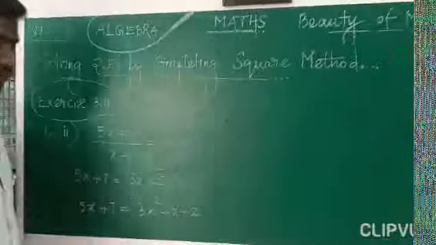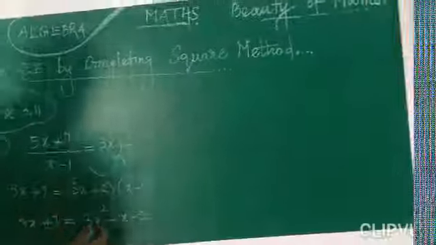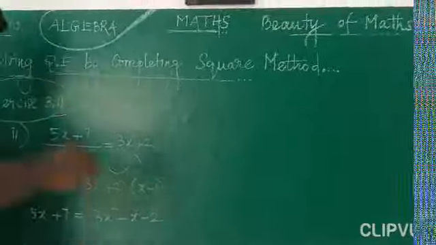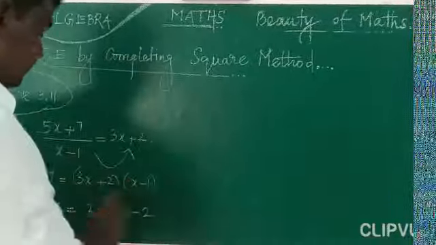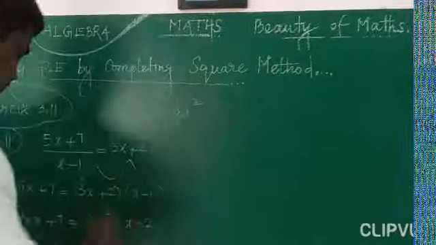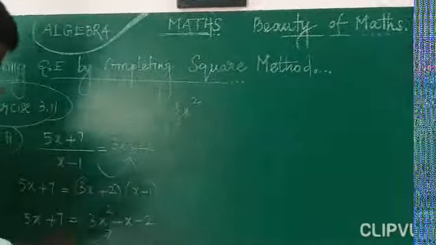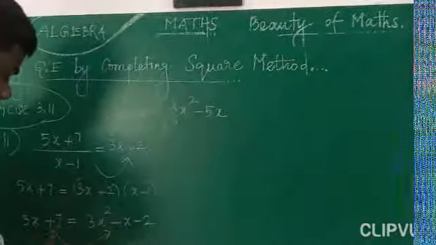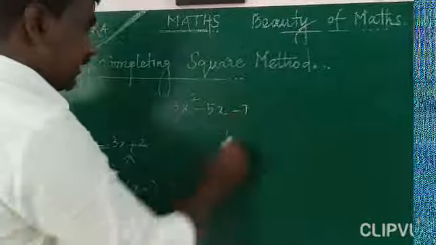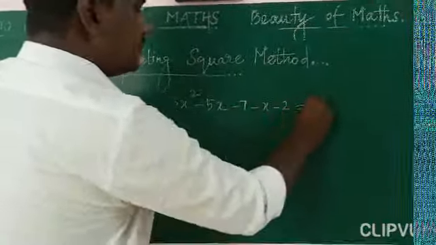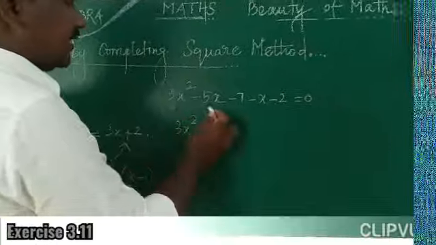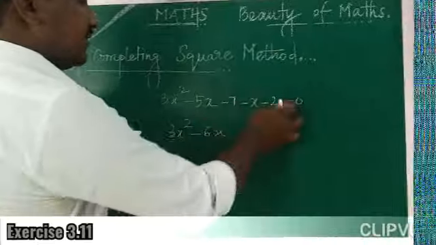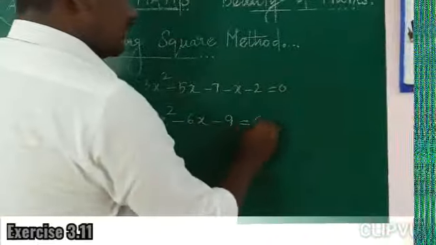Now write it in the standard form. Standard form means the variable whose power is highest comes first, either ascending order or descending order. So 3x square, I am going to bring the left hand side to the right hand side. So plus 5x becomes minus 5x, and minus 7, along with minus x minus 2, is equal to 0. We can simplify it: 3x square, minus 5x minus x gives minus 6x, minus 7 minus 2 is minus 9, equal to 0.